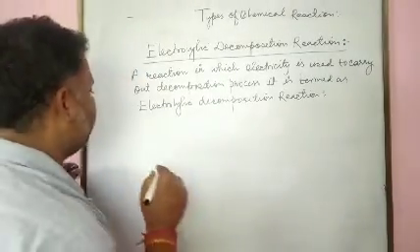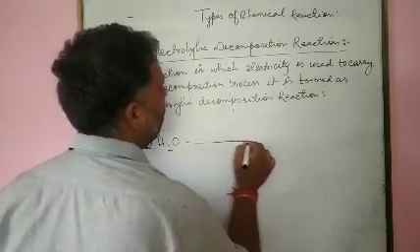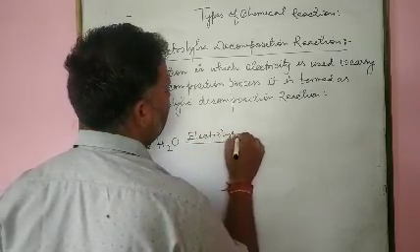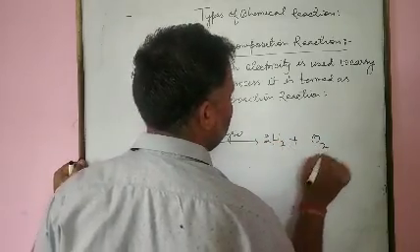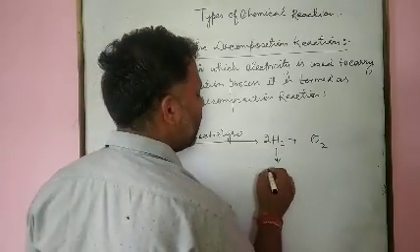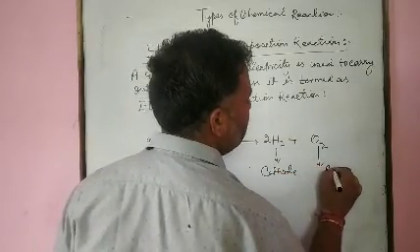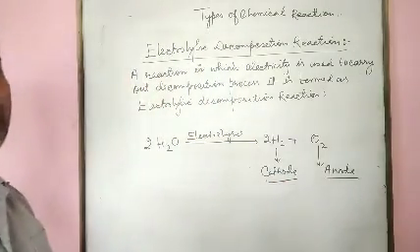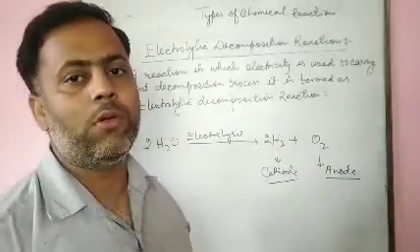For example, H2O produces hydrogen plus oxygen. The reaction is balanced. The hydrogen is produced at the cathode and oxygen is produced at the anode. Clear? Hydrogen is produced at cathode and oxygen is produced at anode.